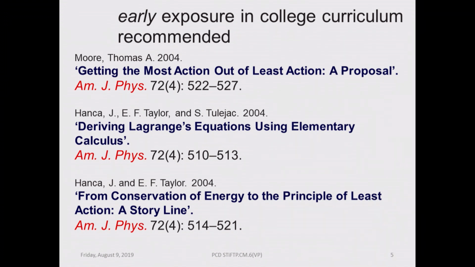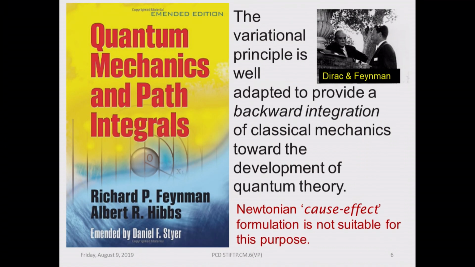So this is the variational principle that we are going to discuss, and this is of course taught in a good number of MSc courses, for example. But then there are recommendations in the last 15-20 years that this should be introduced early on in college education. There are very nice articles which I have referred to over here, getting the most action out of the least action. Okay, so this is a nice title. You really don't need very advanced calculus or anything to do that. Elementary mathematics is sufficient.